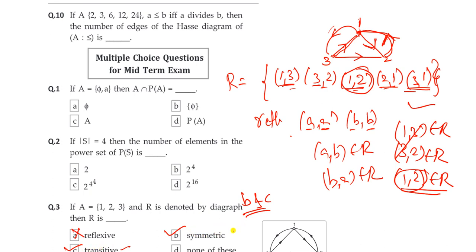There is no option for symmetric comma transitive. So simply what we have to insert is none of these, because both the answers are correct, symmetric and transitive, right? So here two answers are correct, and there is no option for two answers. So you can take it as none of these.